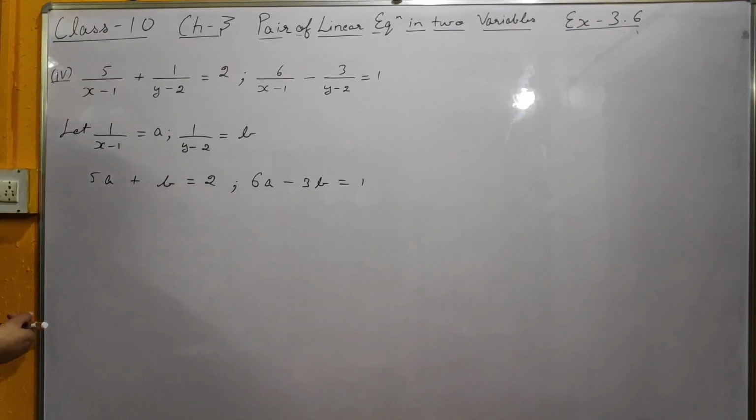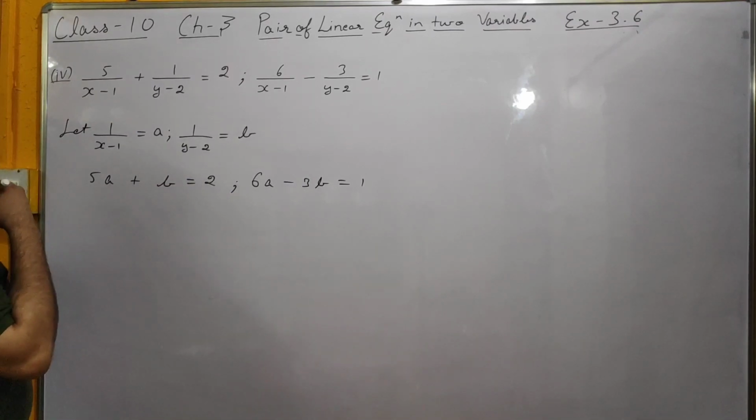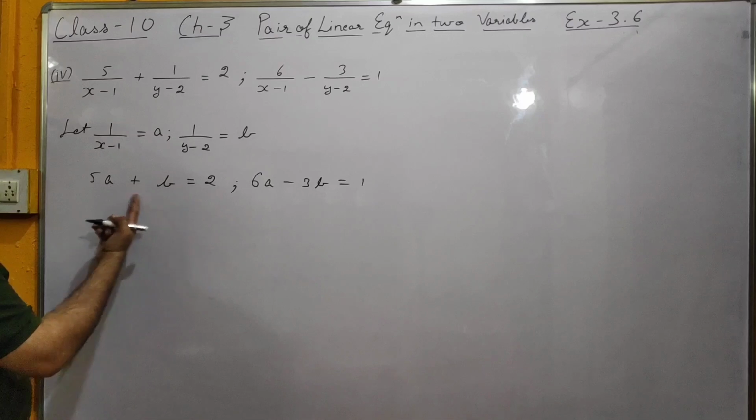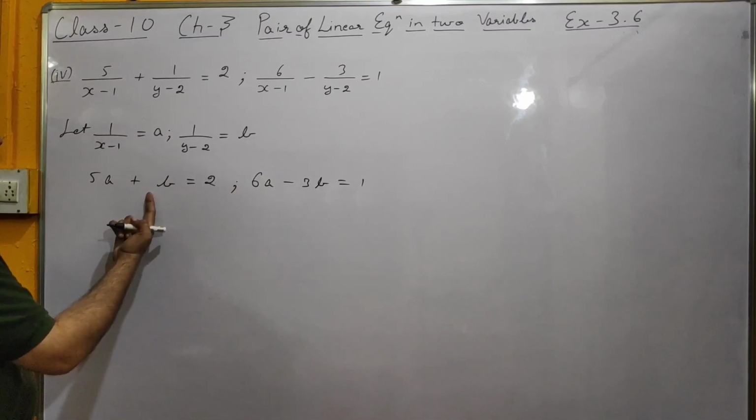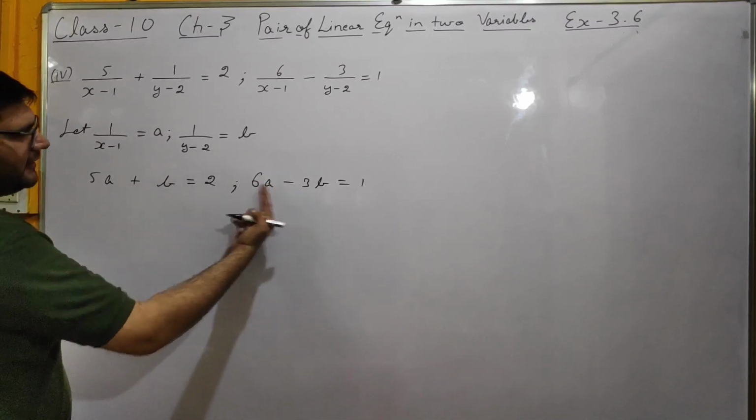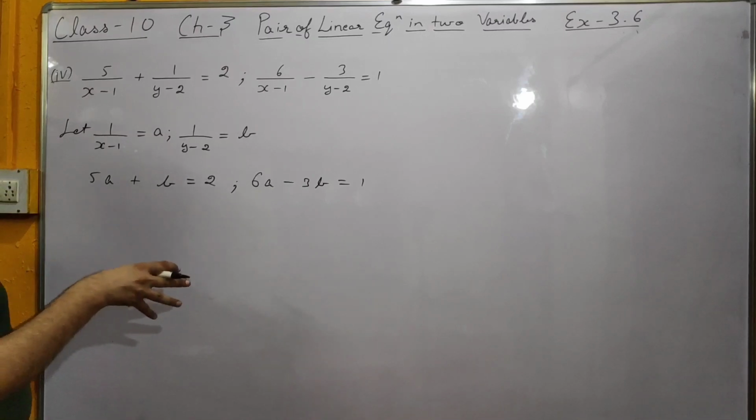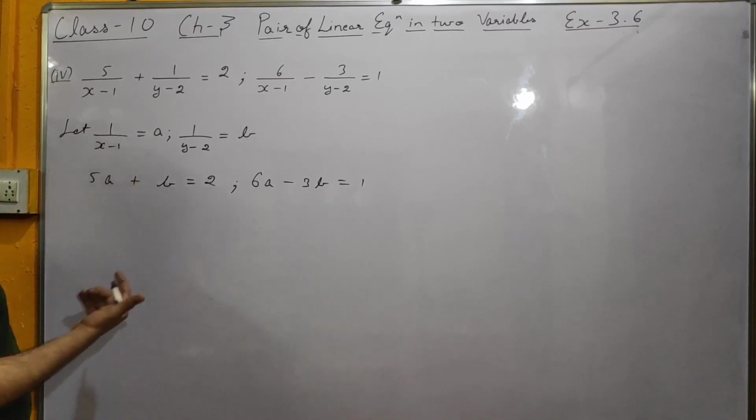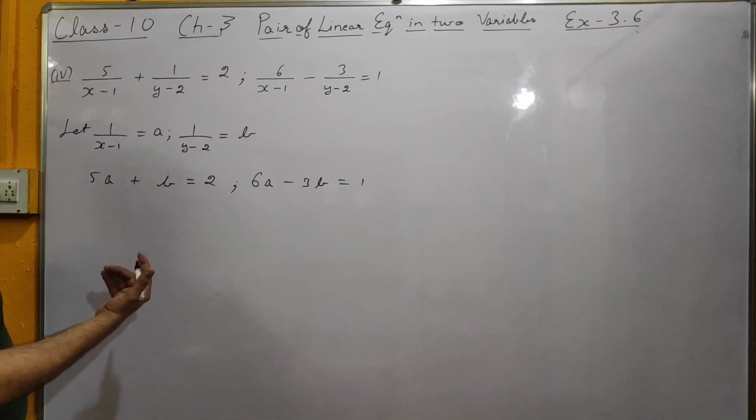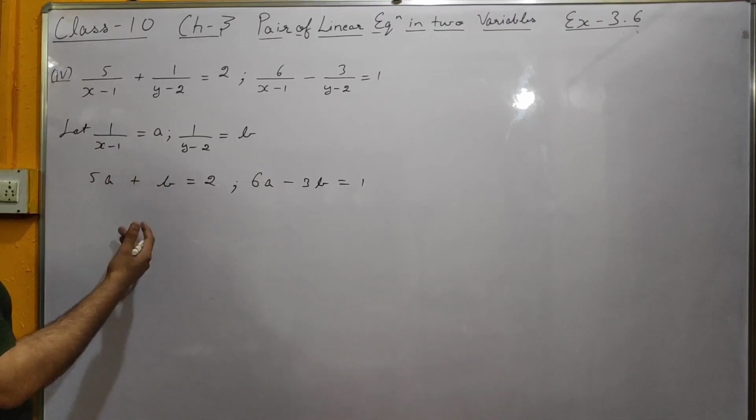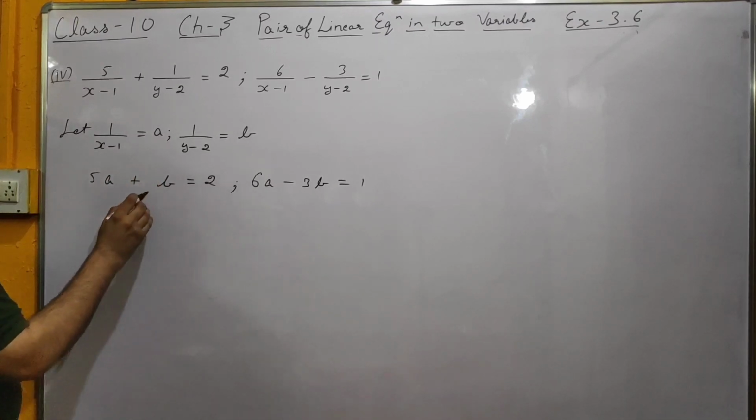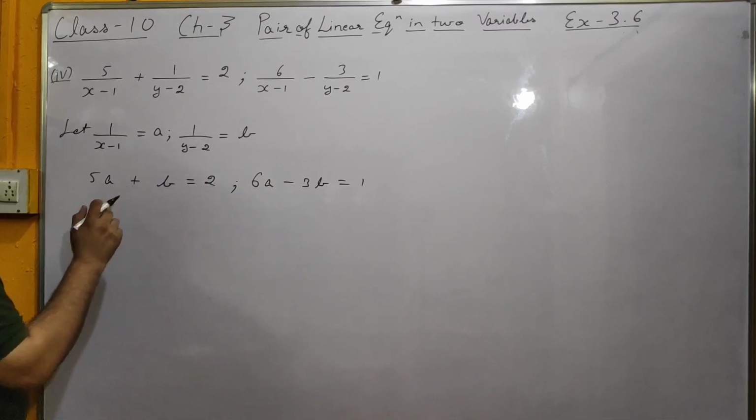Clear? Now, it is 5, it is 6, it is only 1, here it is minus 3. If we want to use substitution, we can use substitution also. Elimination, then let's use elimination or cross multiplication also. So we'll multiply it by minus 3.